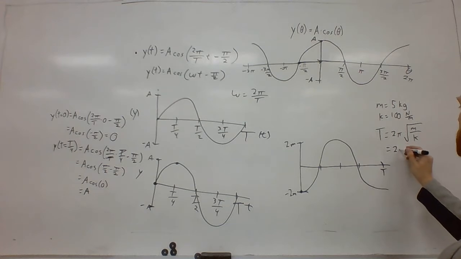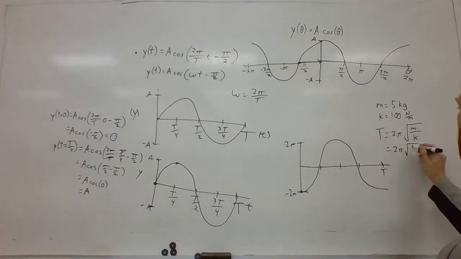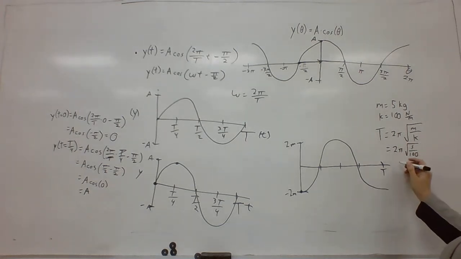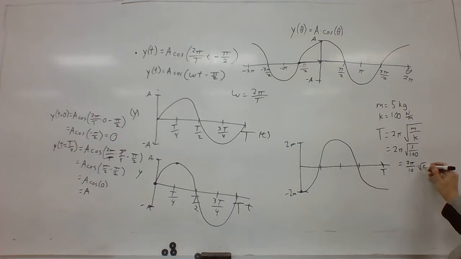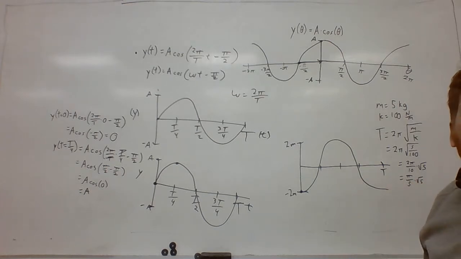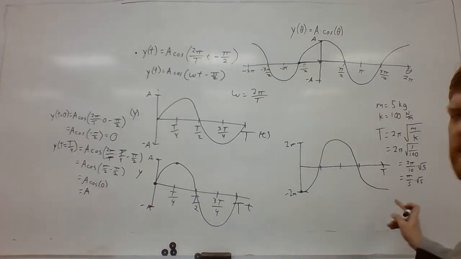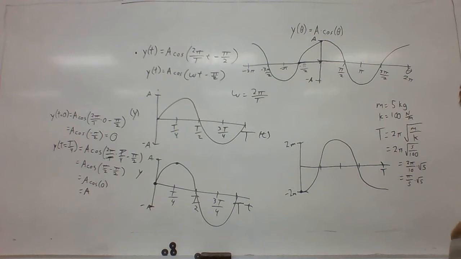We can solve for this, 2 pi root 5 over 100. I'm just going to solve this and make it look like 2 pi over 10 times root 5. Or we could just say pi over 5 times root 5. We can leave it in this format. On my equation or my quizzes, you don't need to solve for the decimal associated with this. This is in units of seconds because it's a period.